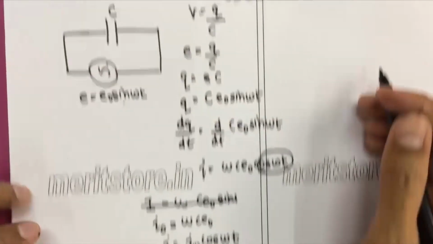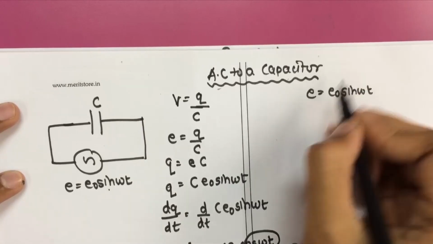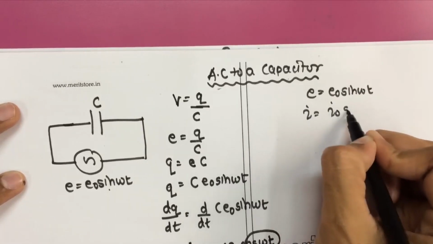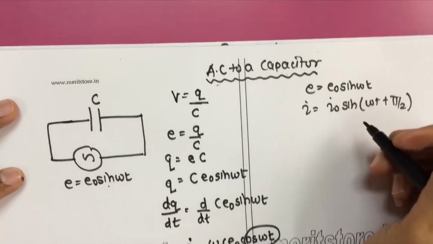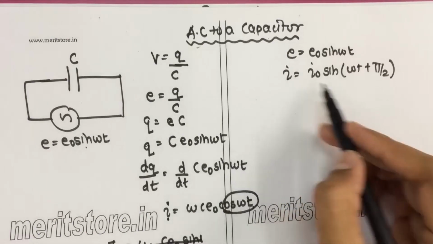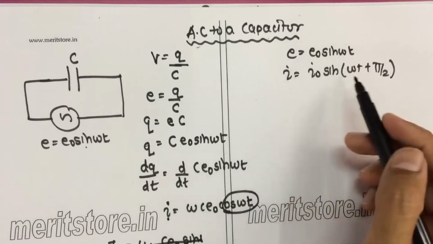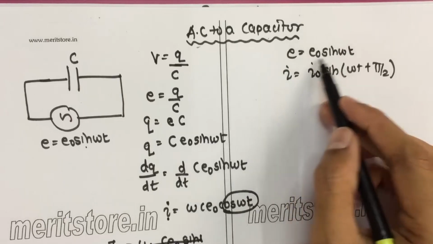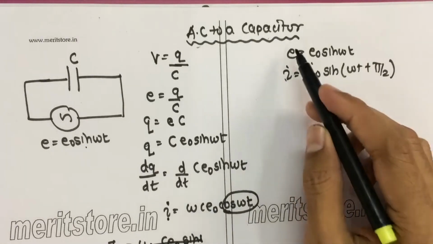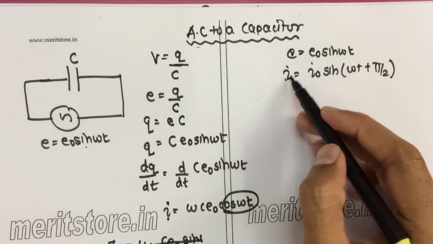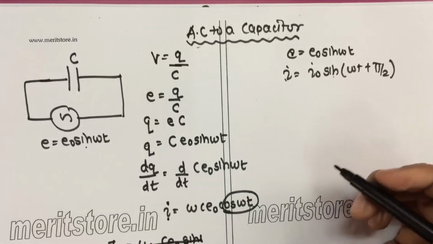Hence we get two equations, one for the applied EMF, E equals E0 sin omega t, and one for the current, I equals I0 sin(omega t plus pi by 2). Now in these two cases the current is leading the EMF E by a phase difference of pi by 2, or else you can say that the EMF E is lagging the current by a phase difference of pi by 2. Both the current and the EMF are sinusoidal waves and they have the same frequency.